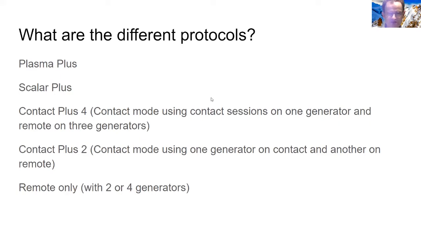So taking into account the number of different forms of equipment, what are your protocols? The most basic and cheapest ones are the remote only, with either 2 generators or 4 generators. The cheapest of all methods, financially speaking, is contact plus 2, which is when you're doing contact and using 2 generators. Then you've got contact plus 4, when you have 4 generators, with 1 being used for contact and 3 being used on remote. And then, of course, you've got the scalar and the plasma methods too.